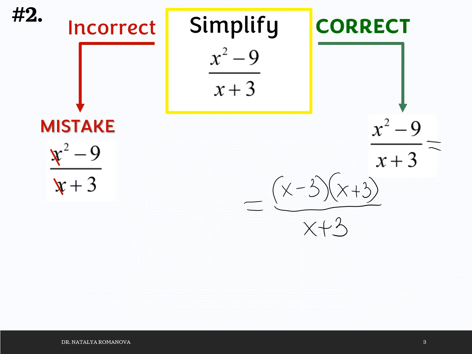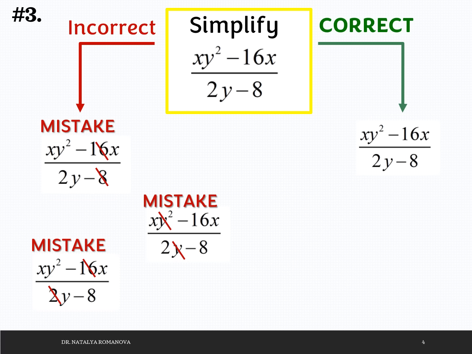Now we can see we have the factor x minus 3 times the second factor x plus 3, so it is multiplication here. We can cancel out x plus 3. The answer would be x minus 3. Correct answer for our example.